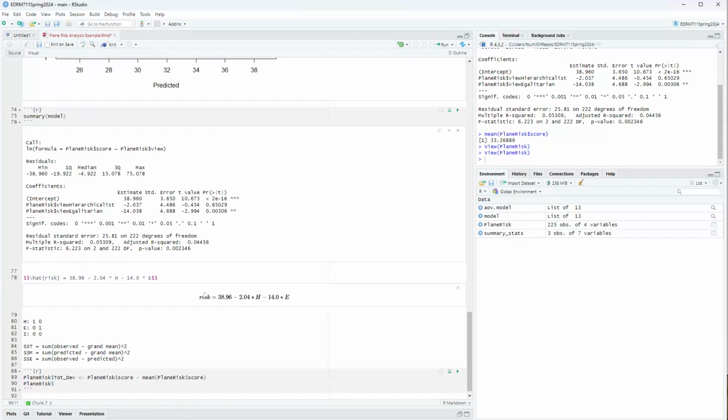So we can get the sum of squares explained deviation, or I'll call it model deviation, so that explained and error don't sound too much alike. So the model deviation is going to be plain risk predicted minus the mean for plain risk.